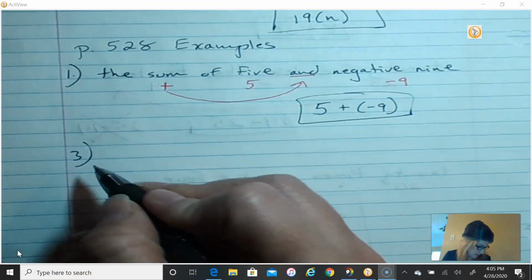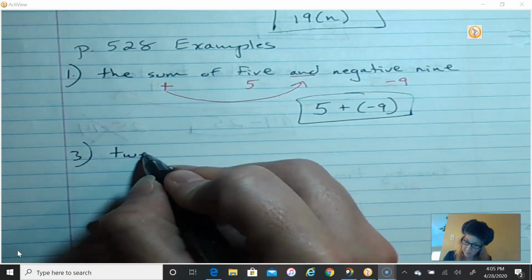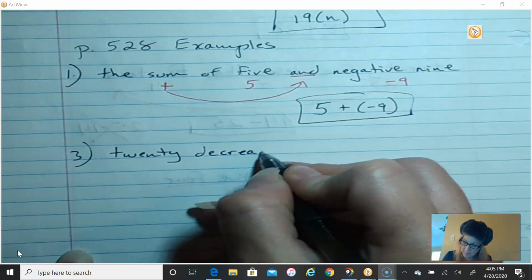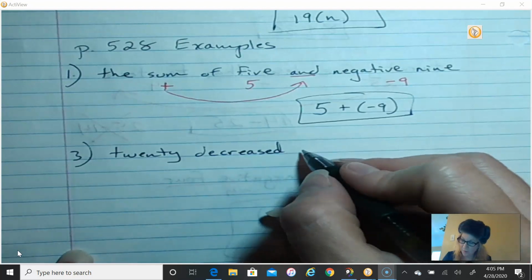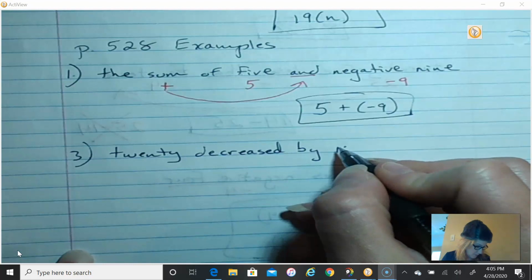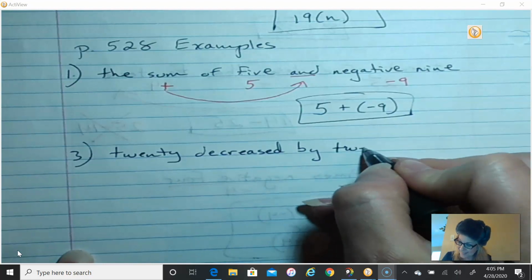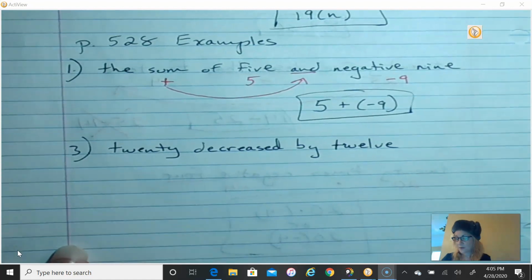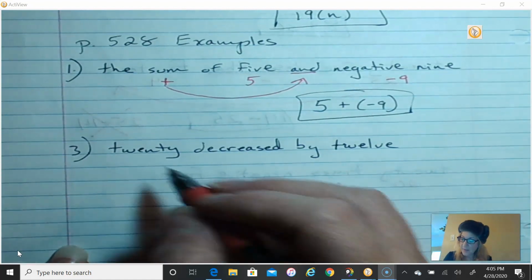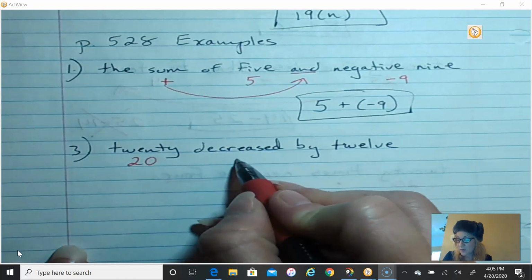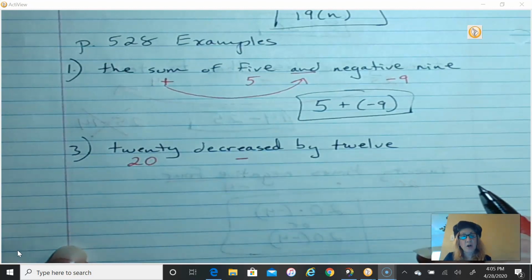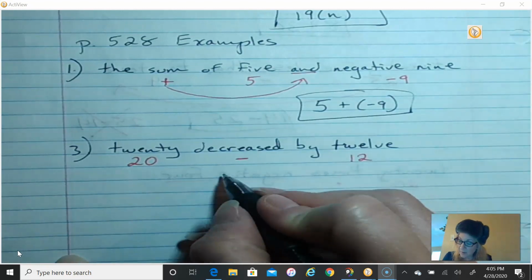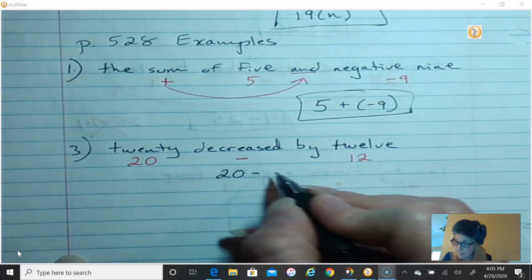All right, let's do 3. 20 decreased by 12. Whoops, I almost wrote the number. Okay, 20 decreased by 12. Okay, 20 decreased, that means it's getting smaller by 12. So it would be written 20 minus 12.